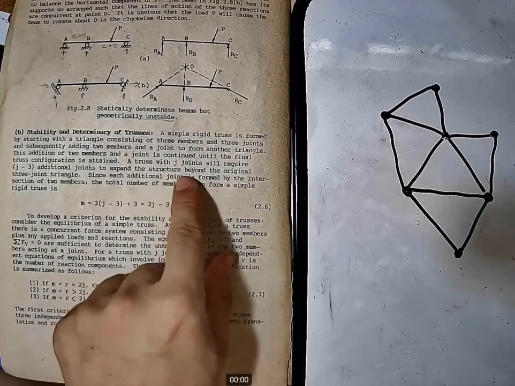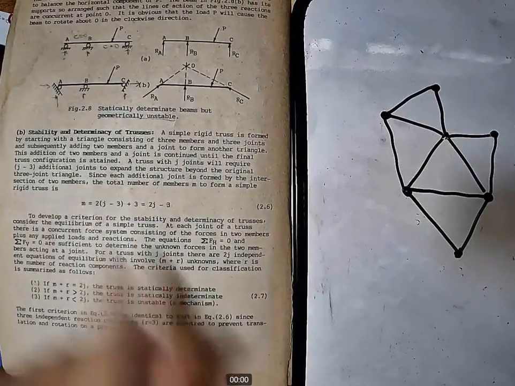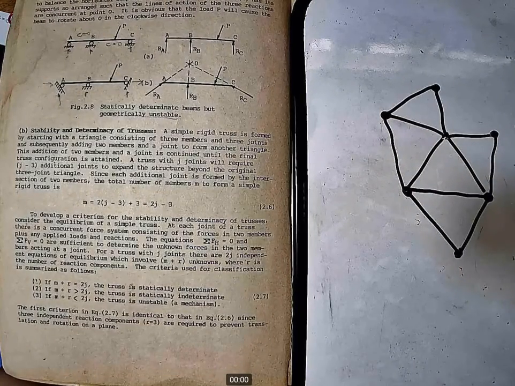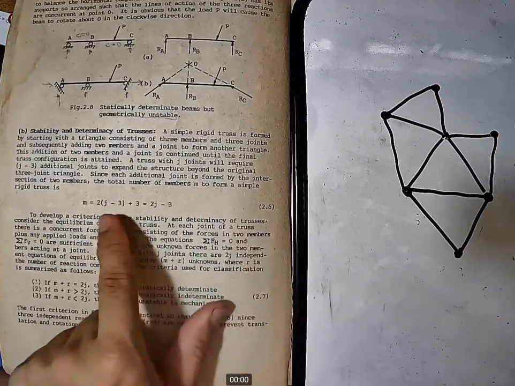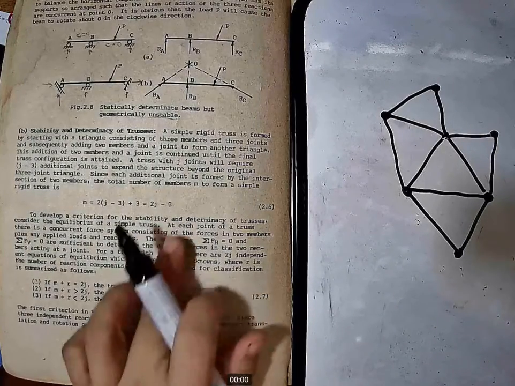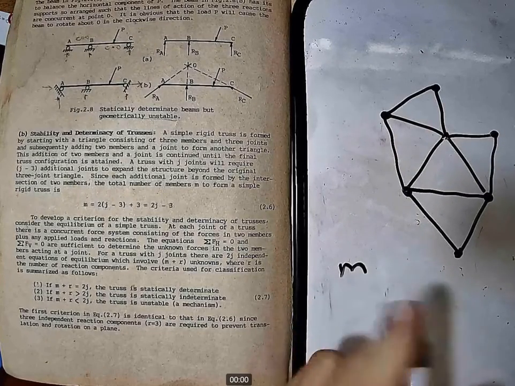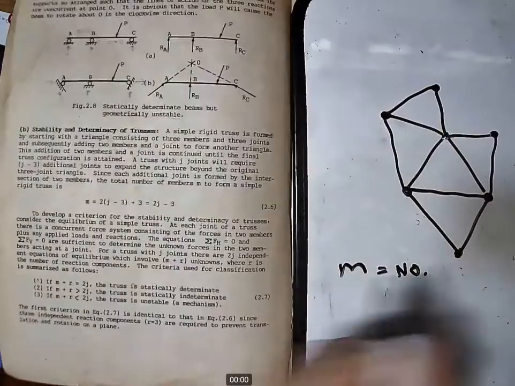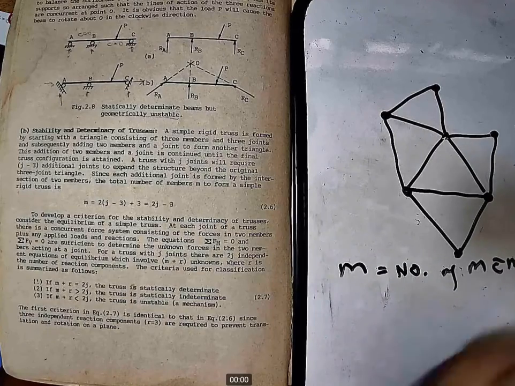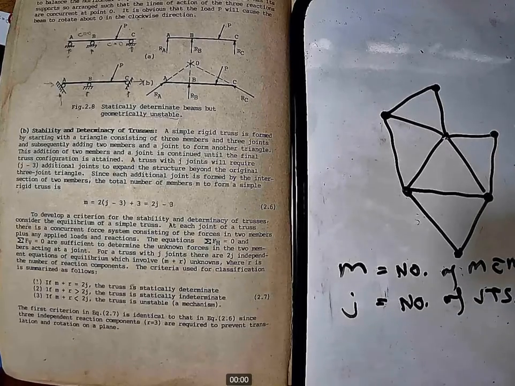A truss with J joints will require J minus 3 additional joints to expand the structure beyond the original 3 joint triangle. Since each additional joint is formed by the intersection of 2 members, the total number of members M to form a simple rigid truss is M is equal to 2J minus 3 plus 3, or this is simply 2J minus 3. Now, M is simply the number of members. Tapos J, this is the number of joints.